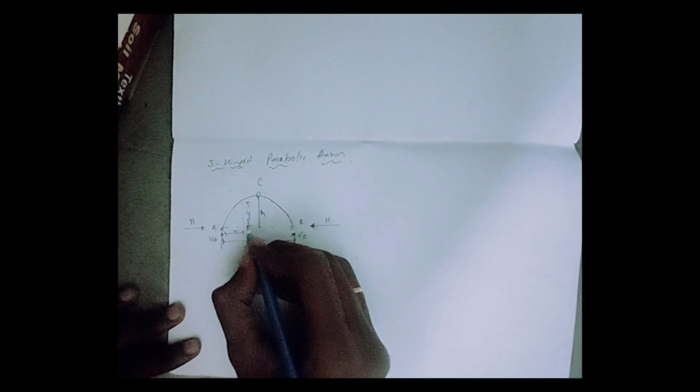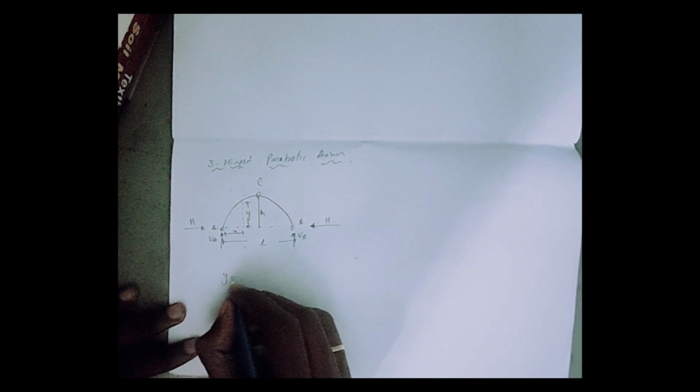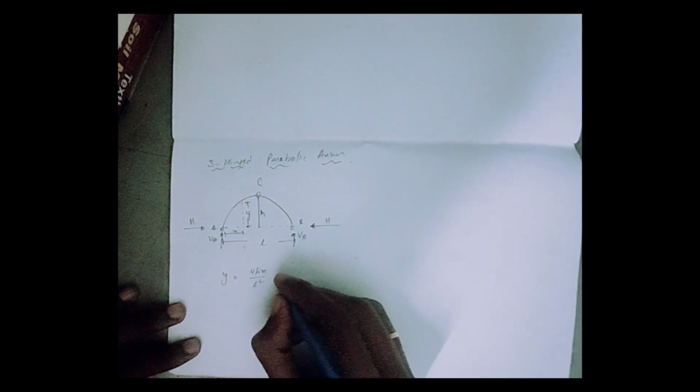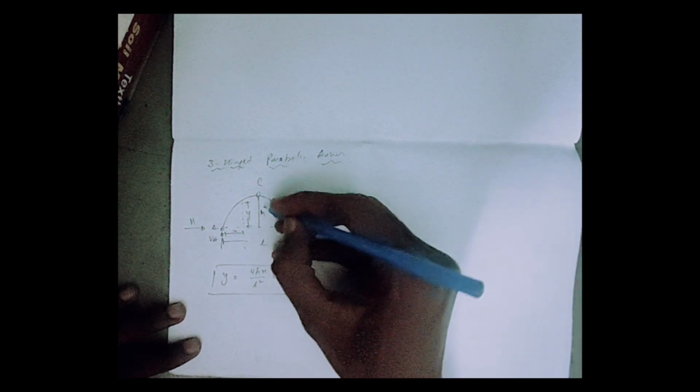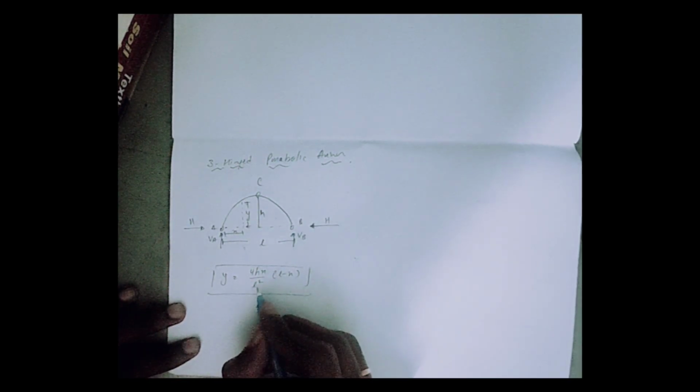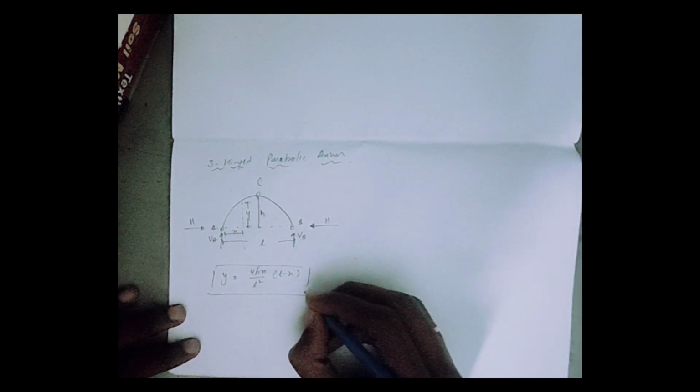Now to find this y, we have an expression that is 4hx by L square into L minus x. We know this h, this is the rise, x is the x distance, and L is the span length. So using this expression we can get the value of y if we have the x value.